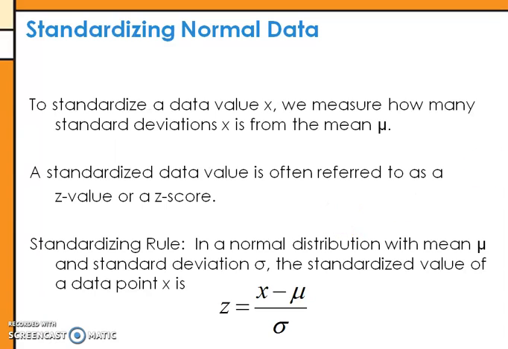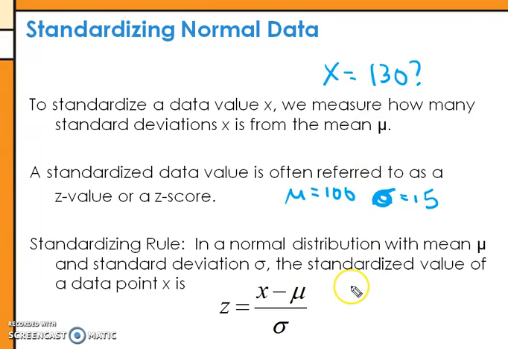So on our test, we had a mean of 100. Oops, write down the wrong symbol. We had a standard deviation of 15. So let's say I got a 130 on the test. I want to know, is that good or bad? So that's my actual data point.